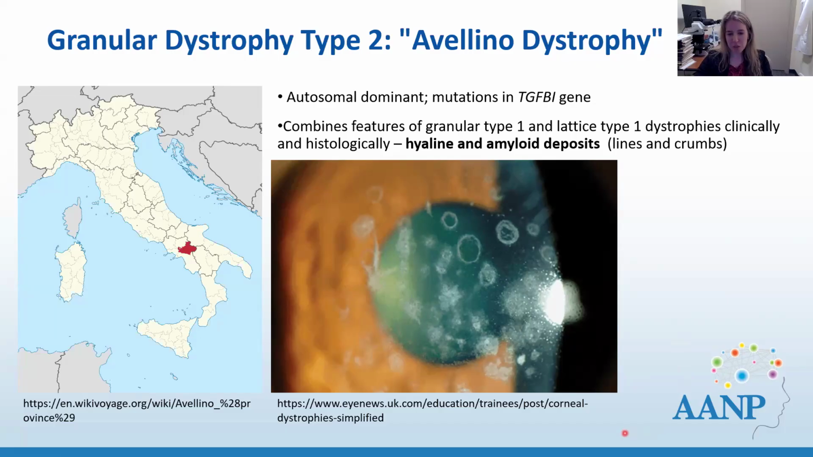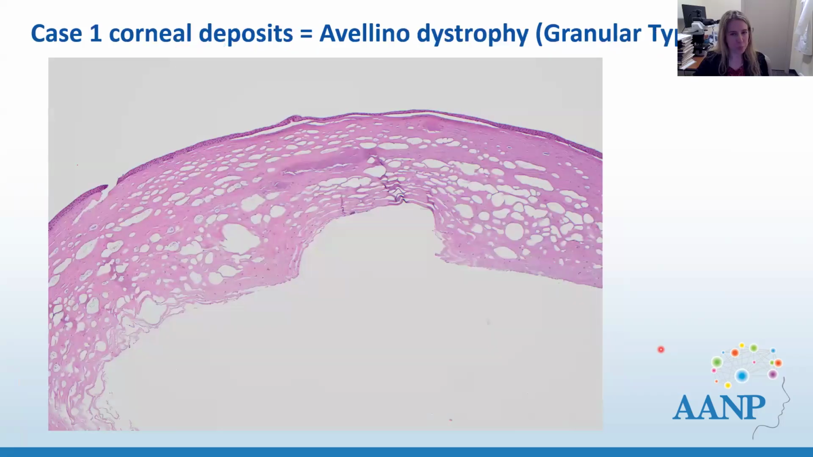So clinically, you will get an appearance with some star shapes. Sometimes you'll have both lines and crumbs. And histopathologically, you will have both hyaline and amyloid deposits, so both positive for trichrome and Congo red. It's called Avellino dystrophy mostly because the initial population that was described was coming from a region of Italy called Avellino. In Boston, we actually have a pretty large population of patients from that area, so we see this not infrequently.